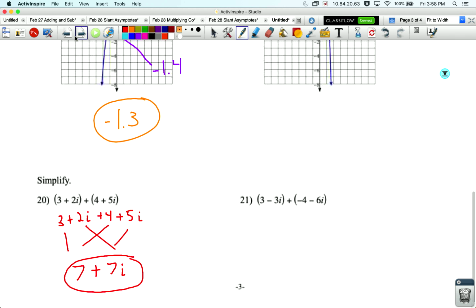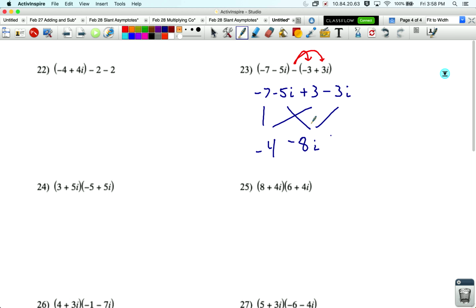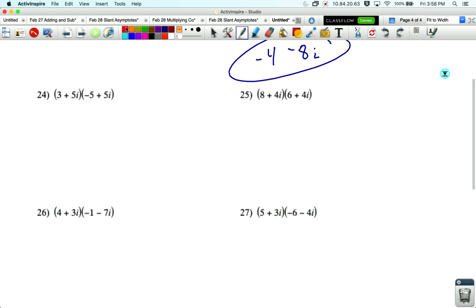As easy as that. When I'm subtracting, like let's do 23, don't drop the parentheses until after you've distributed that negative. So now I get -7 minus 5i plus 3 minus 3i. Bring the real parts to the front, -4, imaginary parts to the end, minus 8i. All right, when I multiply, we're still going to FOIL, but every time we get an i squared, we're going to replace it with a -1.